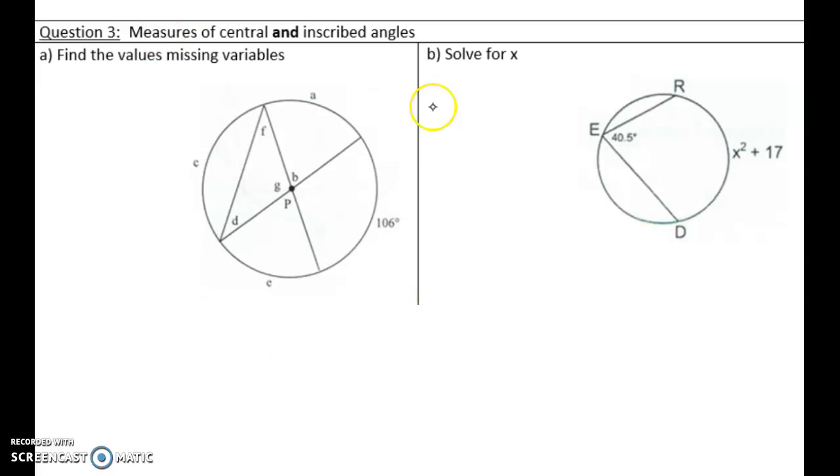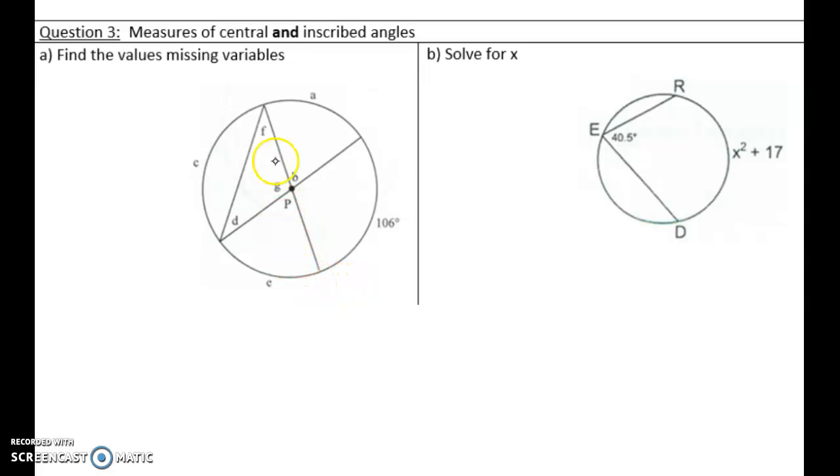Okay, so in this, we're asked to find the variables. Immediately I look at it and I see I have some central angles, some inscribed angles, and some arcs that I'm trying to find. So I want to look at what I know for sure. P is the center, so this is a diameter. Because this goes through, this is also a diameter, by the way. So let's see if we can find some of these easy arcs right now.